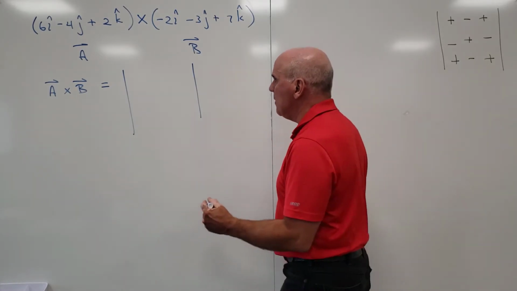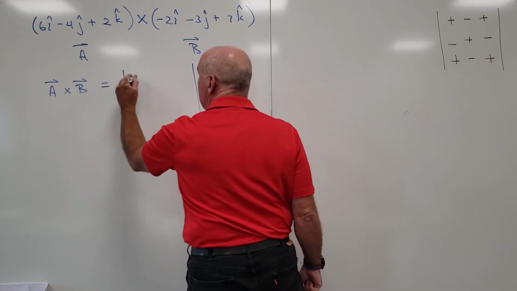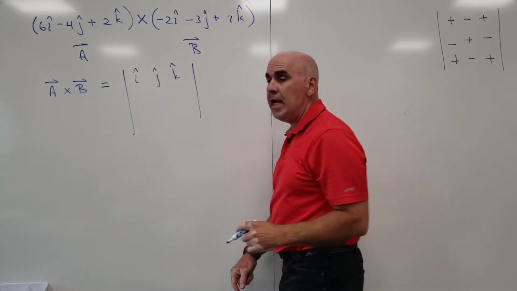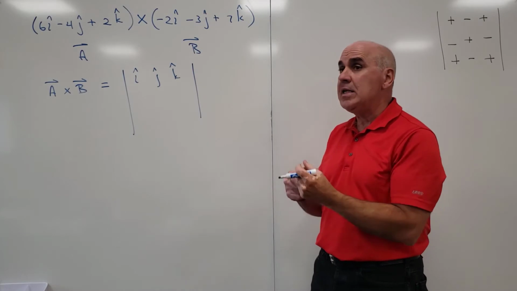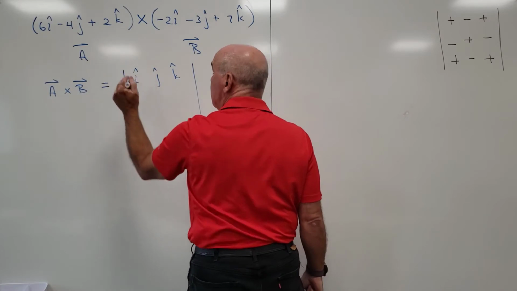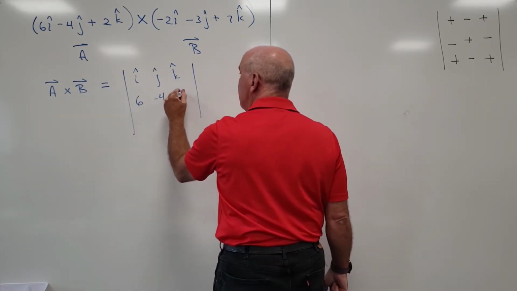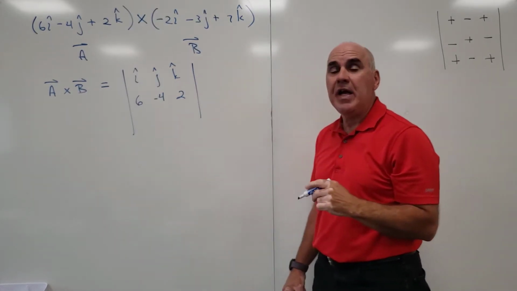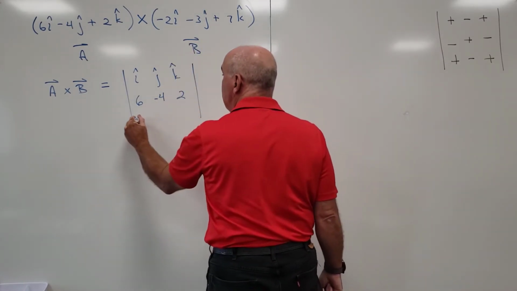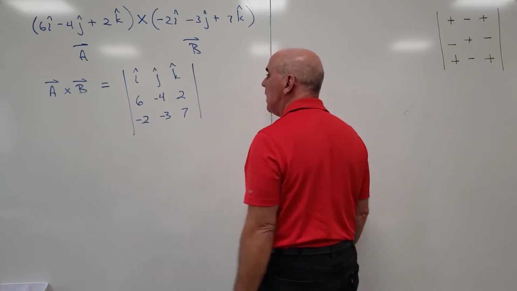The way we work this is we put in the elements of the two vectors, but we start off with the top row being I, J, and K. What we're going to see is we don't get a number when we evaluate here. We get another vector. Then I put in the elements of A, the X component, the Y component, and the Z component, in that order. And then I do the same thing for B.